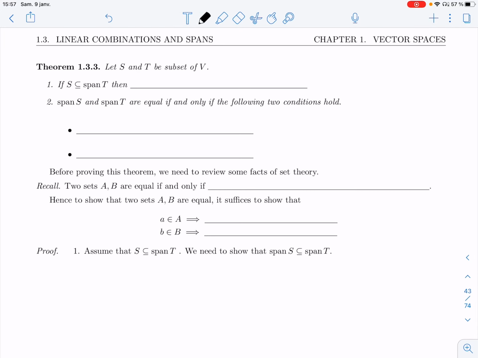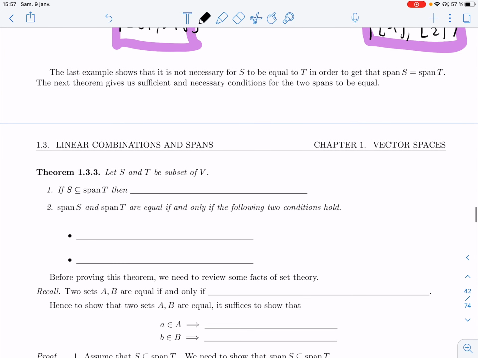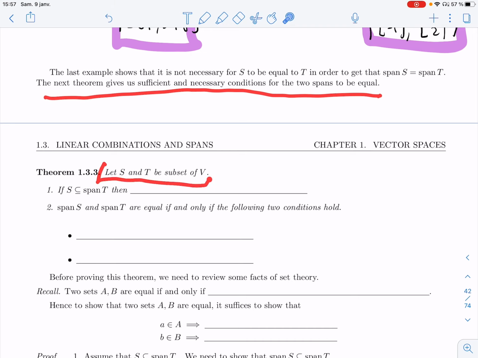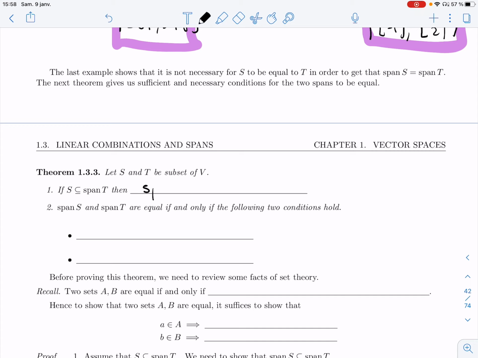All right, welcome back. In this video, like I said in the last video, we'll be looking for a necessary and sufficient condition for two spans to be equal. So I'm going to take two subsets S and T of any vector space V. Then we'll first prove that if S is inside span of T, then span of S will also be inside span of T.